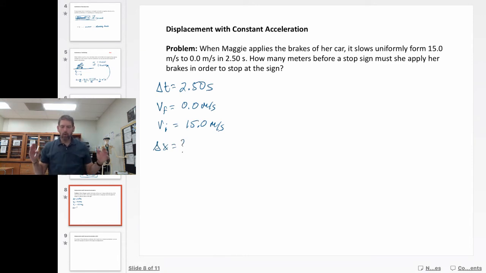So how far away from the stop sign does she need to be when she presses on the brakes? Well, that's a displacement, because if the stop sign is here, what x equals is how far she needs to be away from the sign. Hit those brakes so she stops right at the stop sign. That's that 0 mark right there. So we've got all our variables.